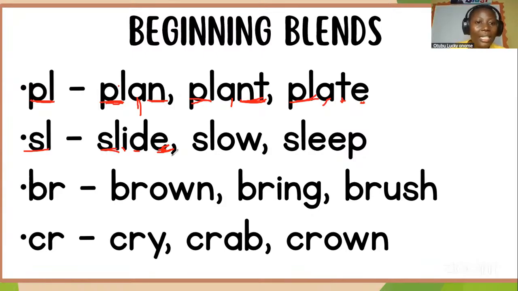Slide. Then we have slow. Slow. We have sleep. Sleep. So we have B and R.